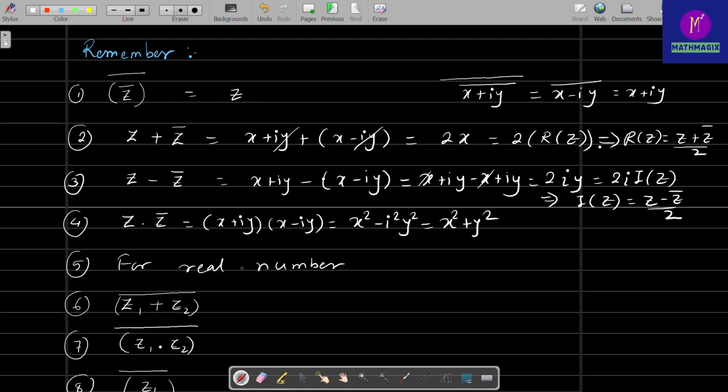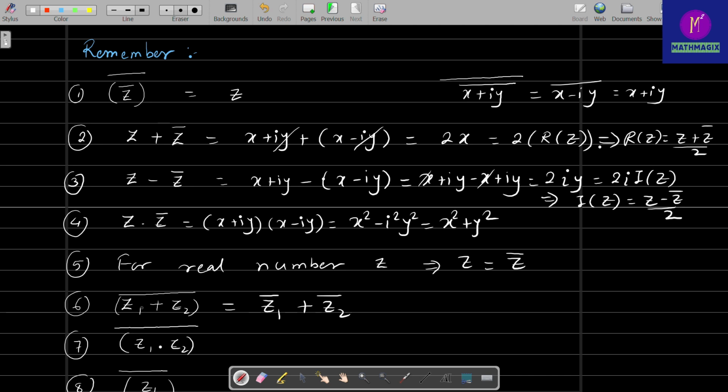Now for any real number z, suppose z is a real number, this implies z is equal to z bar. As we have seen in the earlier slide, the conjugate of 2 is nothing but 2 because 2 is a real number. Here z1 plus z2 the whole bar. Now I'll directly write down this property. It is z1 bar plus z2 bar. So you can distribute the conjugate on addition.